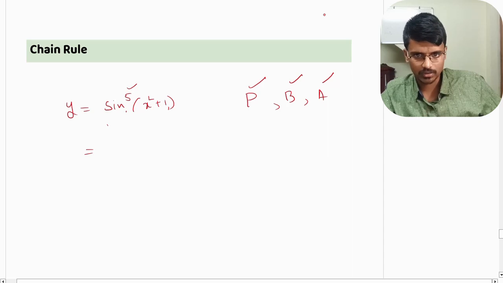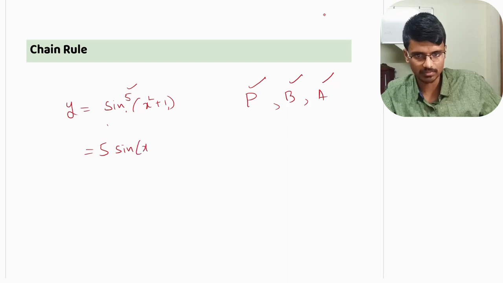So power, what is the differentiation of power? X power 5, it is 5x power 4. Whatever is there, just write it the same and raise it to 4. Now next, we differentiate the base. Base is sine, right? Differentiation of sine is cos of x square plus 1.